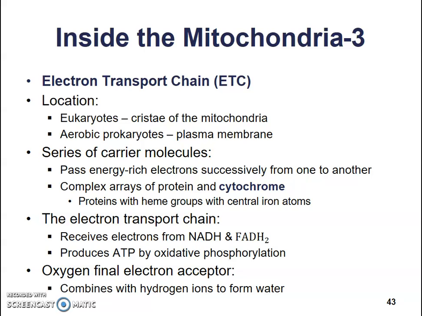It's a complex array of proteins and a special one called cytochrome. Proteins with heme groups contain central ion atoms. The electron transport chain receives electrons from NADH and FADH2, and it produces ATP by oxidative phosphorylation. Oxygen is the final electron acceptor, okay, and it combines with hydrogen ions to form water.